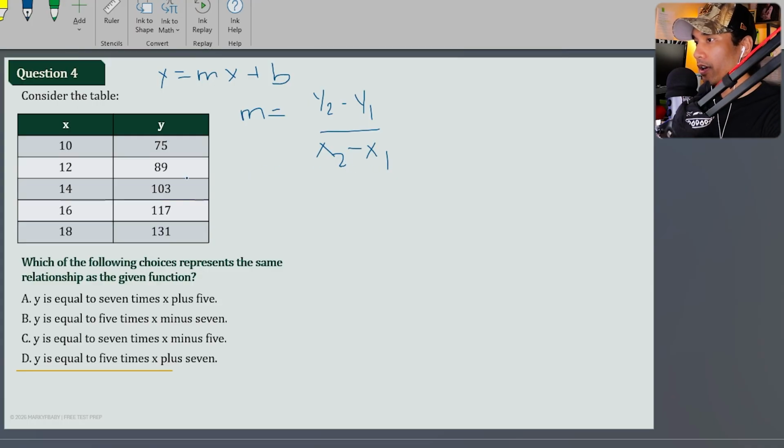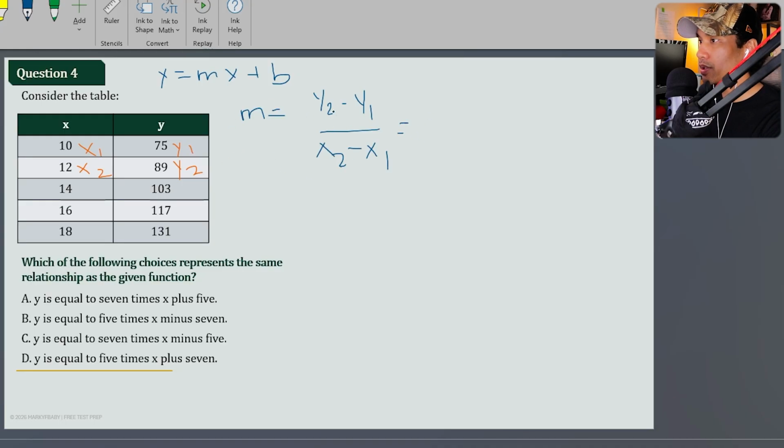And what I would do first, if you're just starting out, I would label these. So I'm going to write this in orange, and I'm going to make 89 y2. Oh my God, it looks like a 1. So I'm going to make this y2, and I'm going to make 75 y1. And then I'm going to make this 12 x2 and make this 10 x1. So let's just plug everything in.